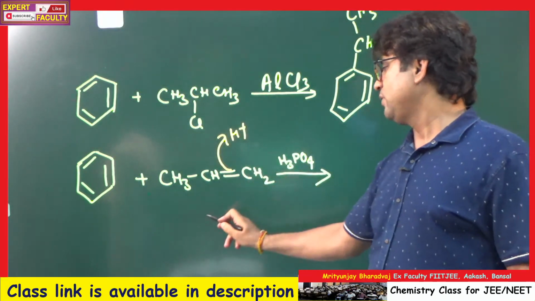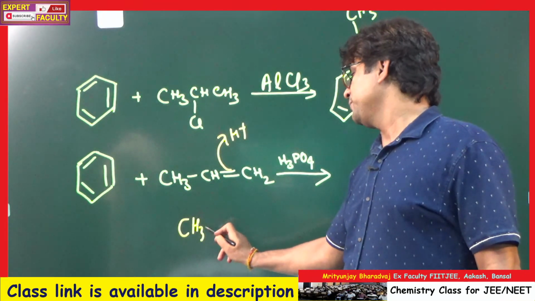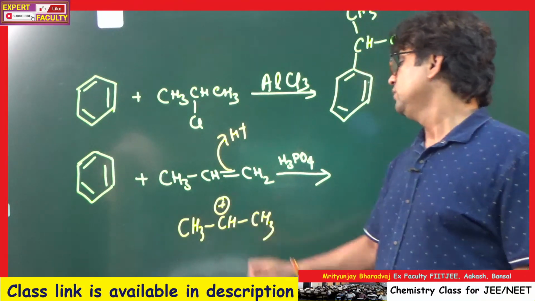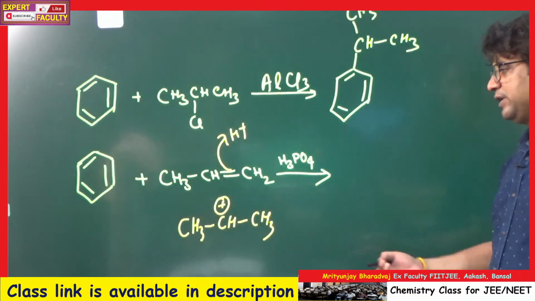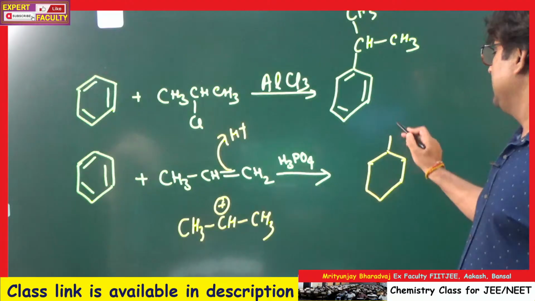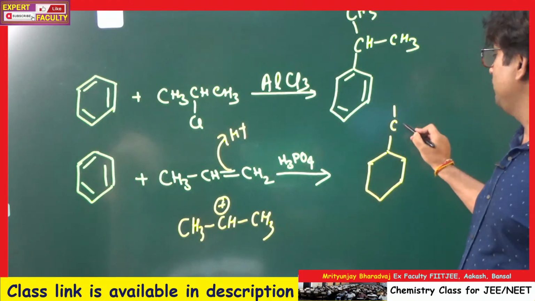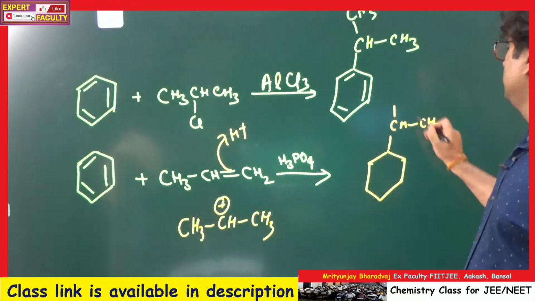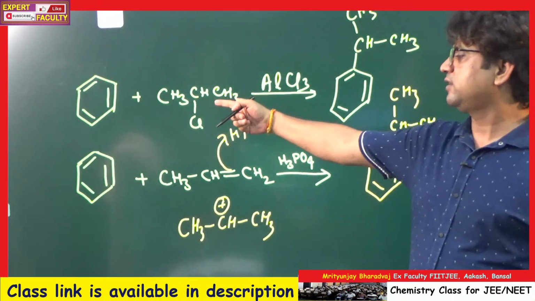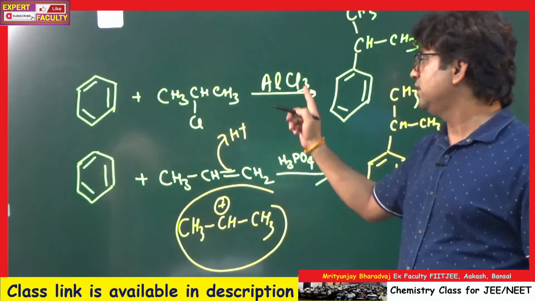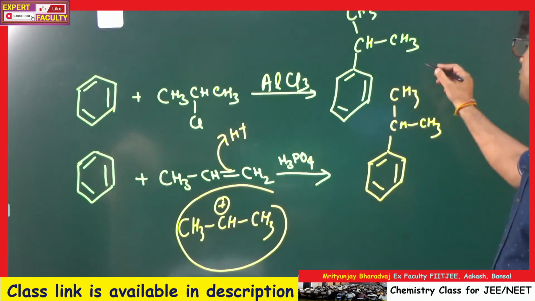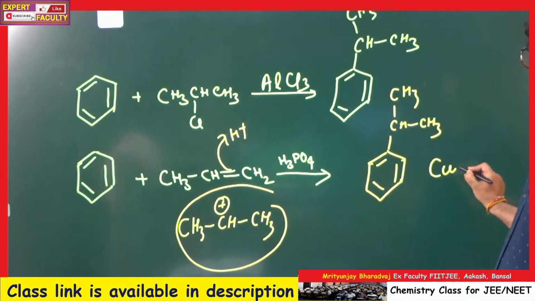Then what will happen? There will be formation of what? Carbocation. Yes, so there will be formation of carbocation, and finally we will get the same product. In the first case also, the carbocation is formed by the AlCl3. This compound is called cumene.